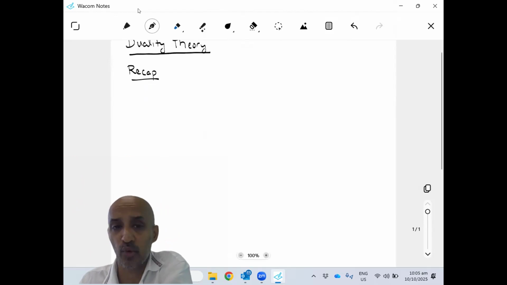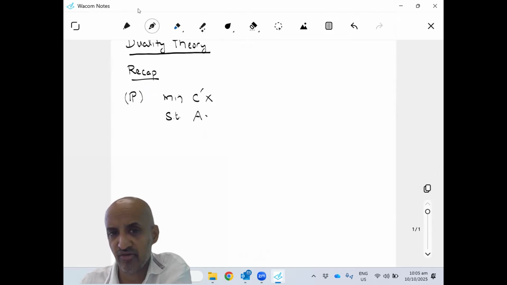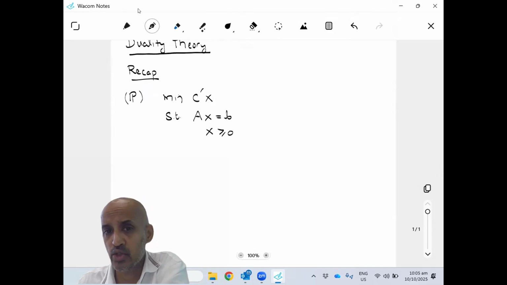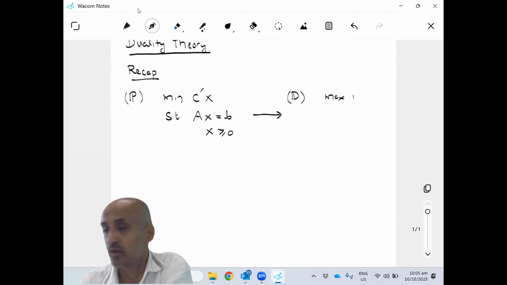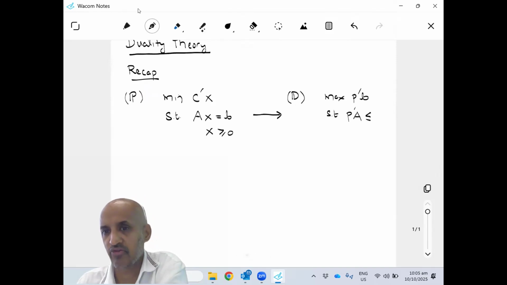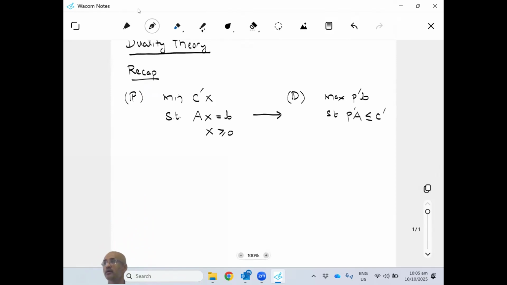So what we did yesterday was we started with a problem, and there are many ways. Let me say one way. You could have set up a problem of the following type: minimize C transpose X, subject to AX equal to B, X non-negative. And from this, we derived the dual problem, which was to maximize P transpose B subject to P transpose A less than equal to C transpose. The way I did this was I created a lower bound on this problem by relaxing these equality constraints and then tried to maximize that lower bound. And that gave me this particular problem.